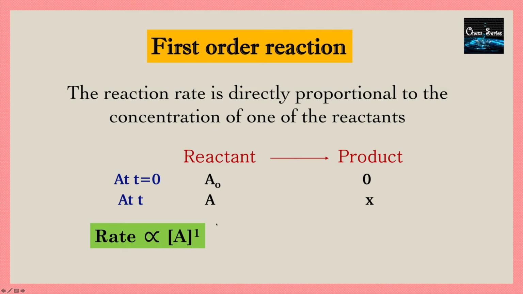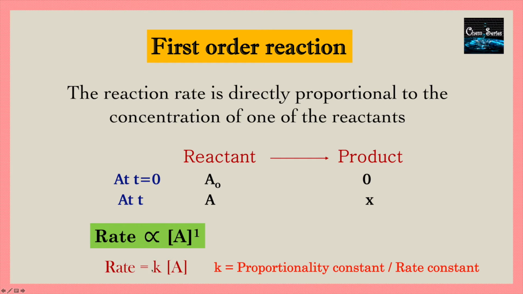Okay. So how do we relate rate with the concentration of the reactant? Rate is directly proportional to the concentration of one of the reactants. Since it is a first order reaction, one of the reactant concentration will be directly proportional to your rate. So rate is equal to k into concentration of the reactant A, and k will be your proportionality constant, or it is also known as a rate constant.